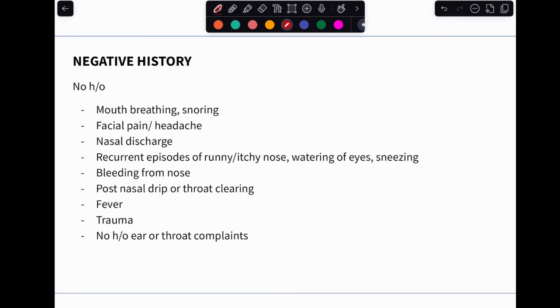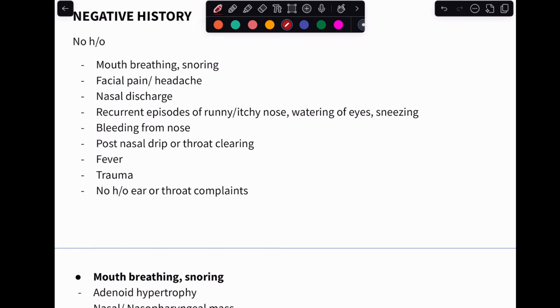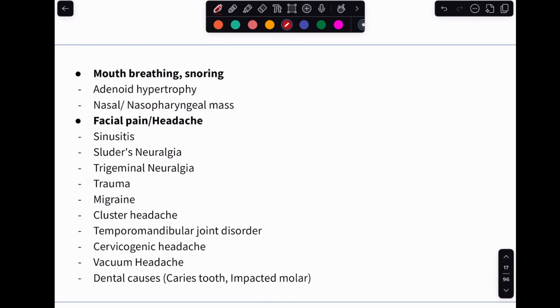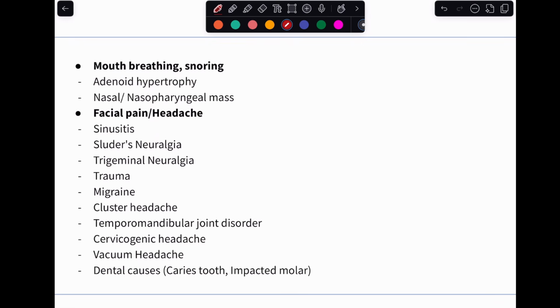Next, we'll talk about each one of these negative histories that we have taken from our patient. So first is mouth breathing and snoring. Now, in case mouth breathing and snoring was present, what would it indicate? This is very commonly seen in a case of adenoid hypertrophy in children. The very typical chief complaint that they come to you with is mouth breathing and snoring. Mouth breathing and snoring could also probably indicate a nasal or a nasopharyngeal mass. Even in a case of DNS, you will be seeing mouth breathing and snoring if the obstruction is very severe.